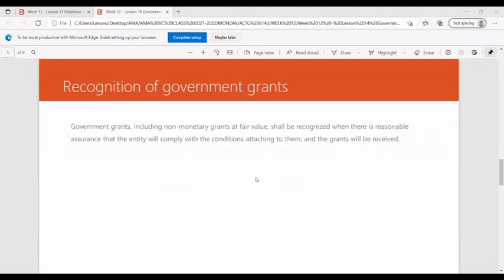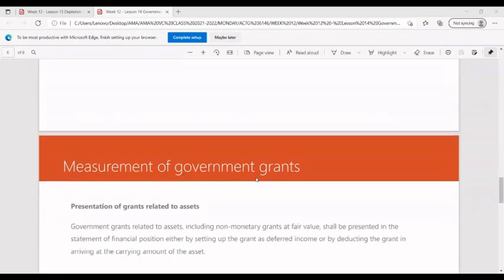Recognition of government grants, including non-monetary grants at fair value, shall be recognized when there is reasonable assurance that the entity shall comply with the conditions attaching to them and the grants will be received.